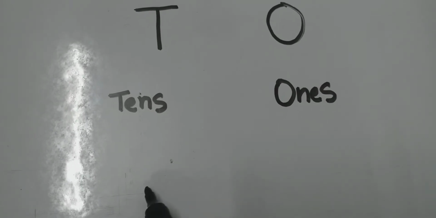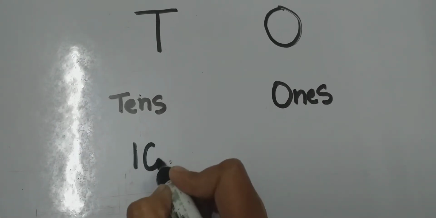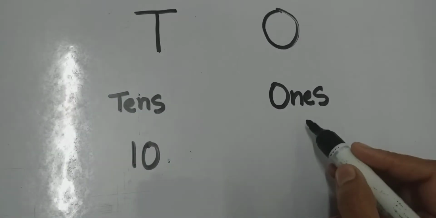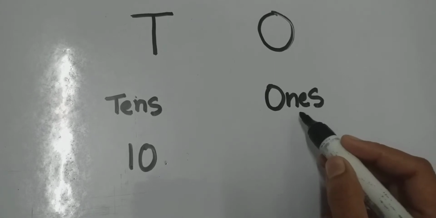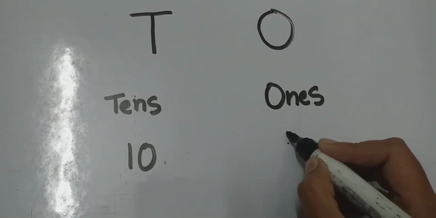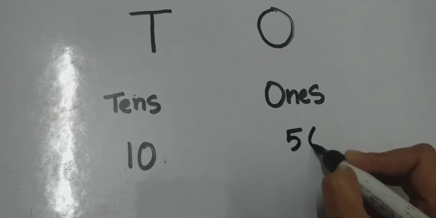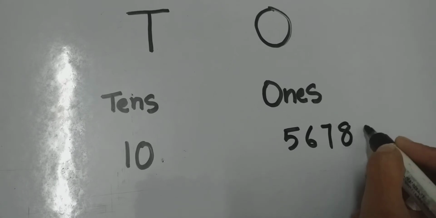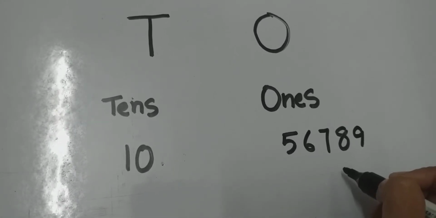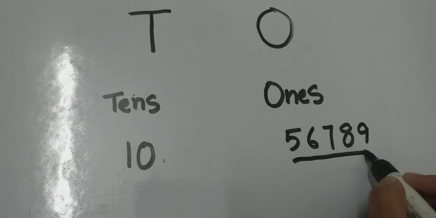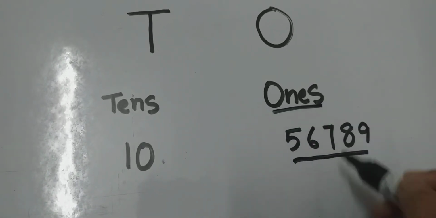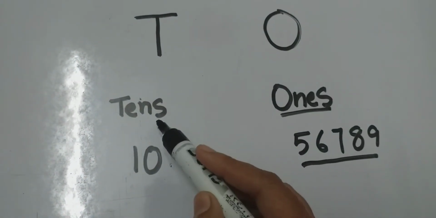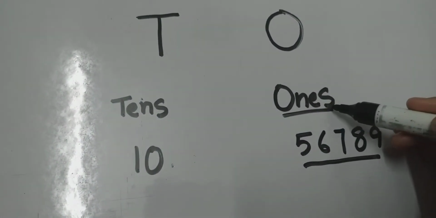So children, when we have 10 numbers, we use tens, and when we have less than number 10, like 5, 6, 7, 8, and 9, we use ones. T is for tens, O is for ones.